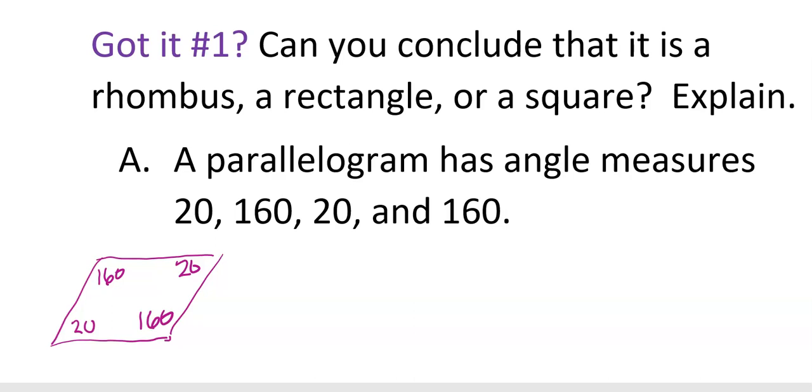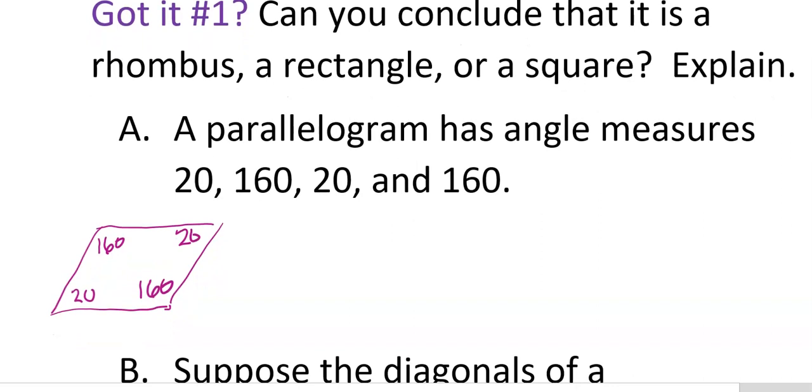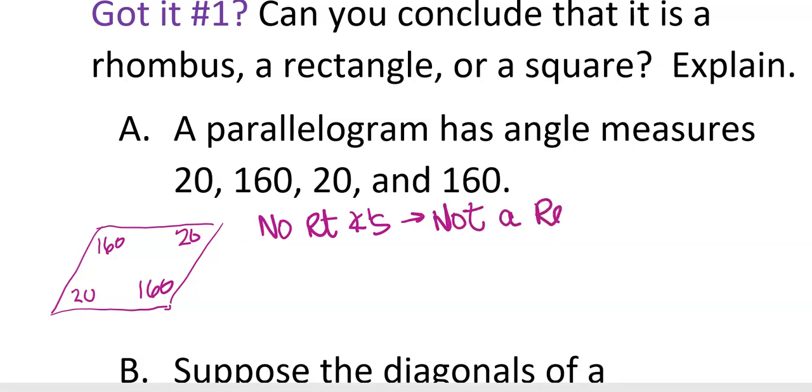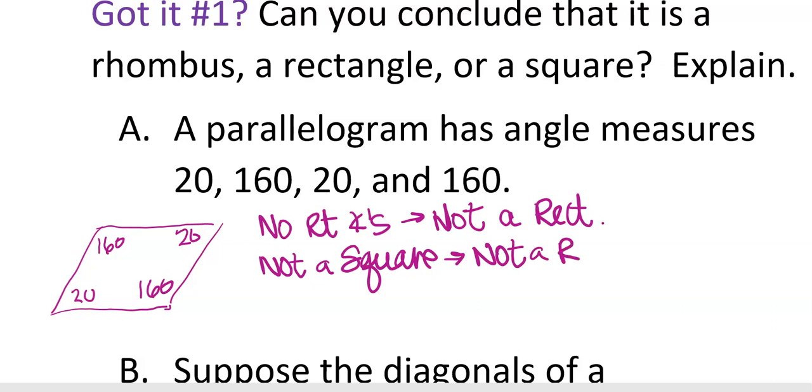So when you're looking at it, you're going to do this. Okay, so no right angles. Not a rectangle. And that's by definition. Here, the only thing you have is that opposite angles are the same, and opposite angles are the same means it's just a parallelogram, right? So we're going to say not a square because it's not a rectangle. To be a square, it has to be a rectangle and a rhombus.